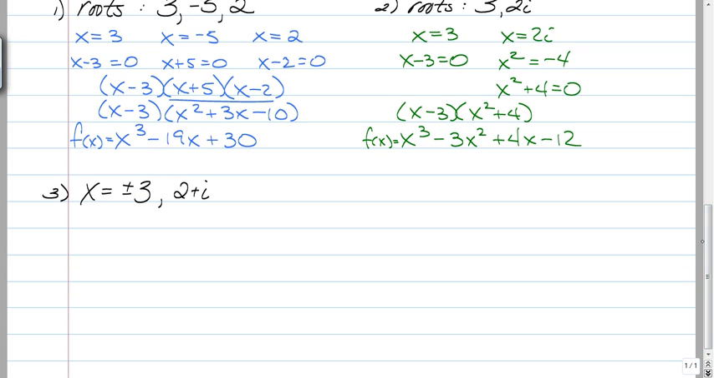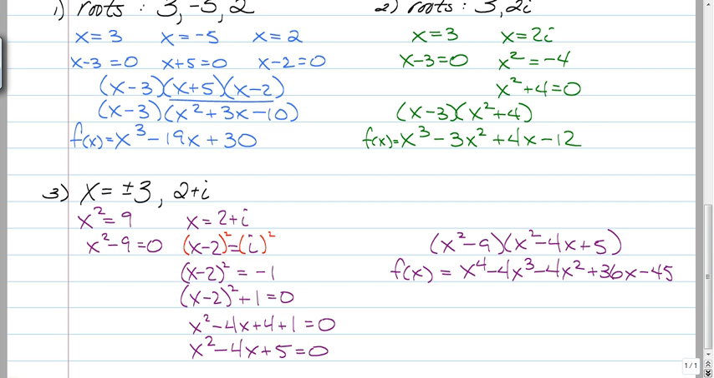Only trick to this is that you got a plus and minus 3, and you have a 2 plus i. See if you can handle this one, and then we will be finished with this lesson. Call me very impressed if you got this one on your own. So, you might have said that this is x plus 3 and x minus 3 equals 0. That's totally fine, because when you multiply them, you're going to get x squared minus 9 anyway. Remember, plus or minus 3 sounds like it came from a square root. Square root of what? 9. So x squared is equal to 9. x squared minus 9 is equal to 0.